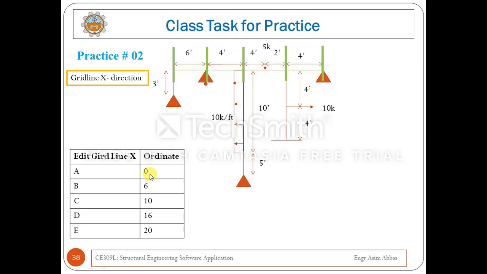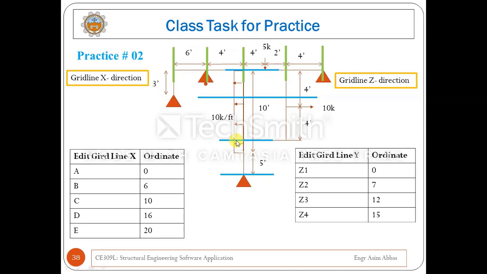Okay, similarly grid lines in the z direction, so 1, 2, 3 and 4. And again I am not going to define a grid line for the loads. Okay, in this example you will learn how to apply this particular load. Fine, and the spacing can be edited accordingly. So the grid spacing along the z direction will be 0, 7, 12 and 15.